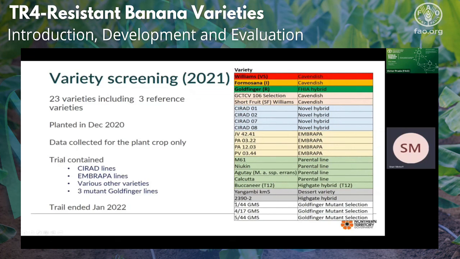But more interestingly, some of these are Goldfinger mutant selections that were developed in Queensland. That's part of a separate mutagenesis program that we're working on, trying to improve the agronomics of resistant varieties. So it was interesting to see how that turns out. This trial ended in January this year. So how did that look?